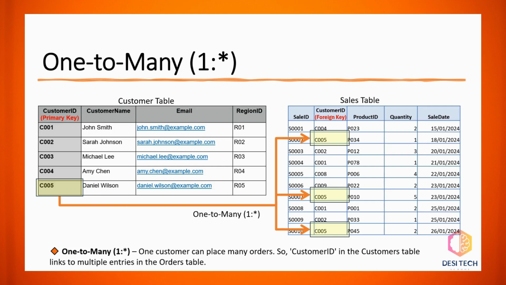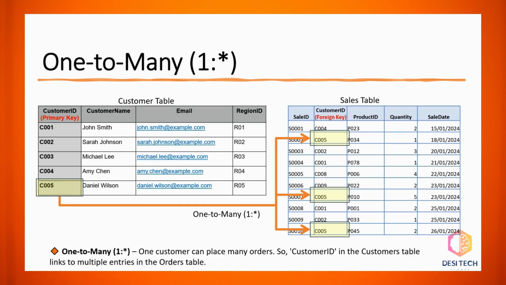Now, say we have a customer with the ID C005. Let's call him Daniel. In our customers table, we have just one row for Daniel. But now, in the sales table, Daniel shows up multiple times. So what's happening here? One row in the customer table, Daniel, matches many rows in the sales table because he has different purchases. This is exactly what we mean by one-to-many. One customer, many sales, but each sale has only one customer assigned.